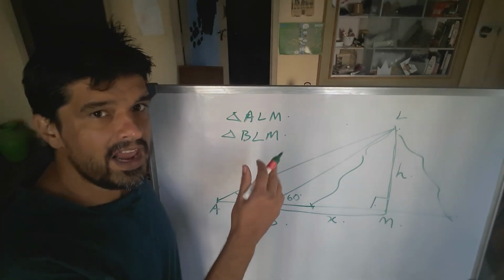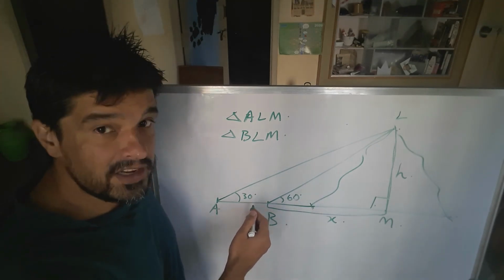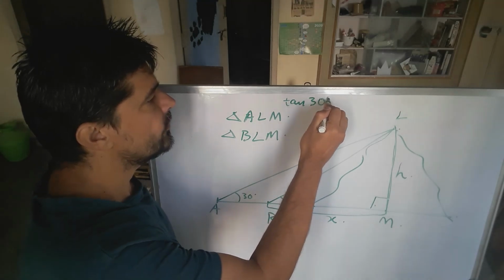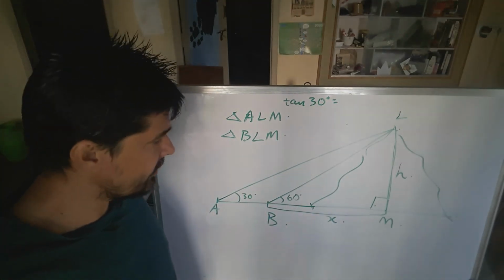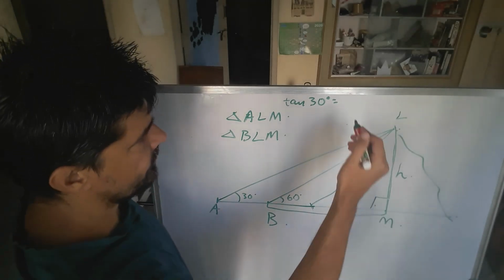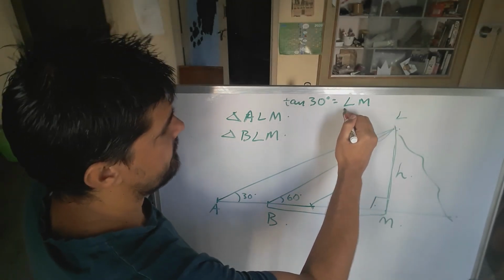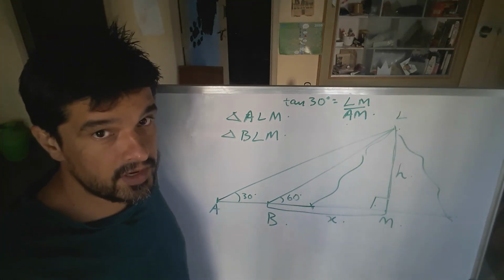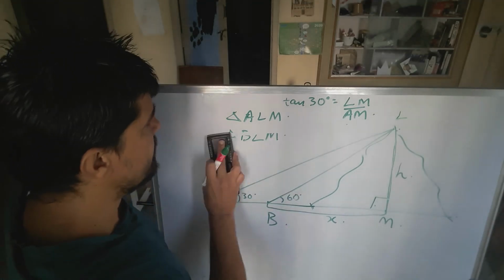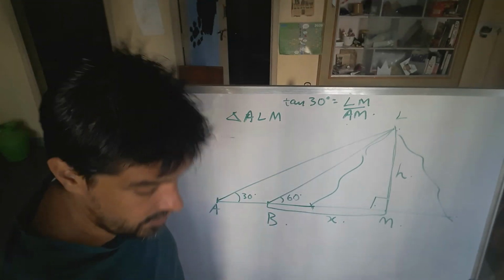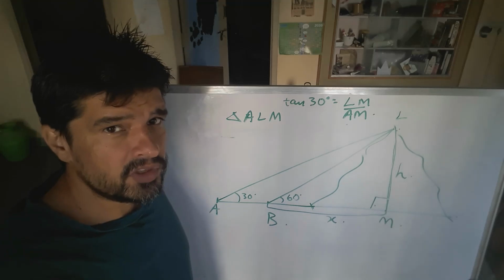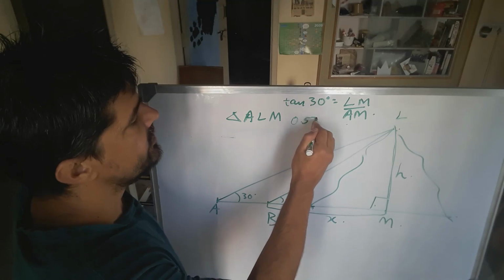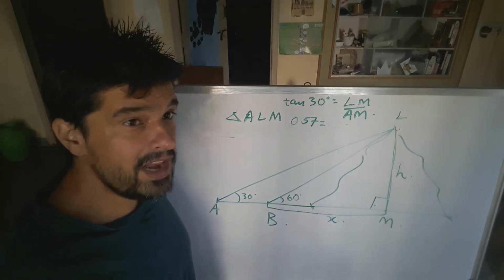Let me look at triangle ALM first. The angle here is 30 degrees. So I will here use tan of 30 degree, right, is equal to LM over AM, right? Triangle ALM. Alright, let me just make a little bit of space here. Yeah. Now let's substitute values. Tan 30 is known to be the value of 0.57. LM is H.